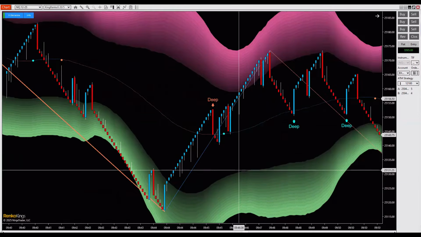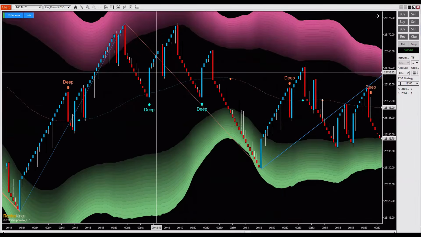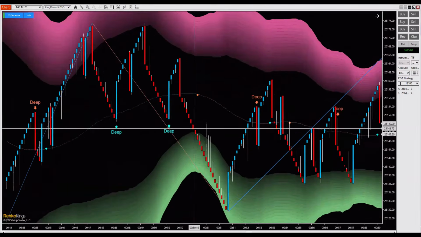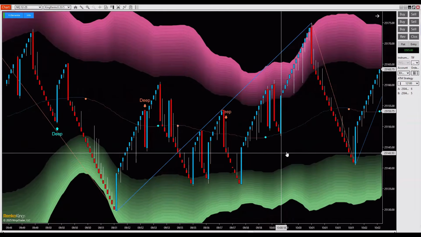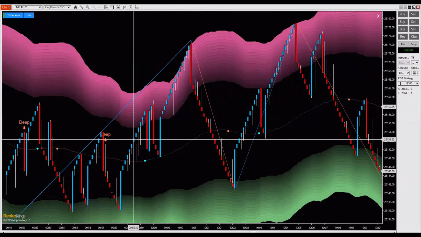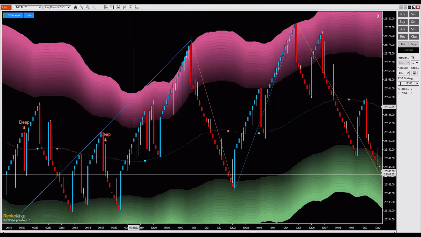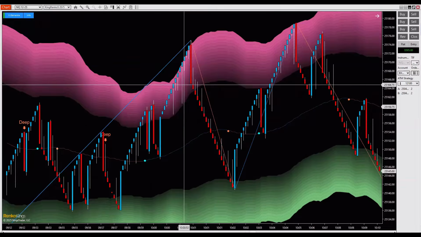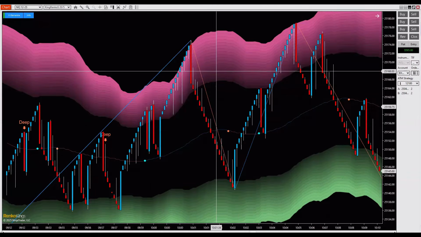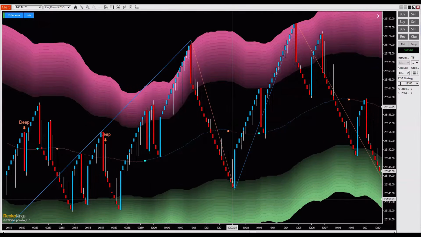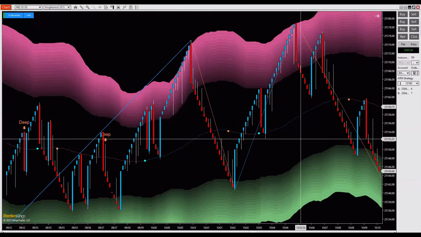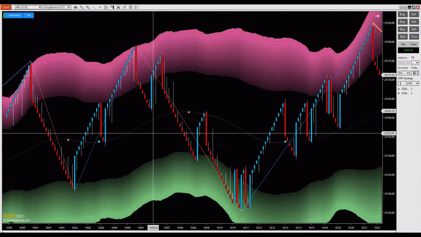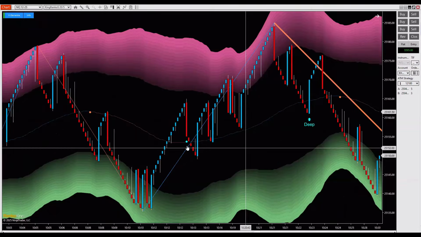Here is a deep that does not work out. This was a decent deep. This probably would not work out. This is fine. And again, pay attention to this kind of ping pong effect from the resistance to the dynamic support areas. And normally there are reversal signals there, but I don't see them now.